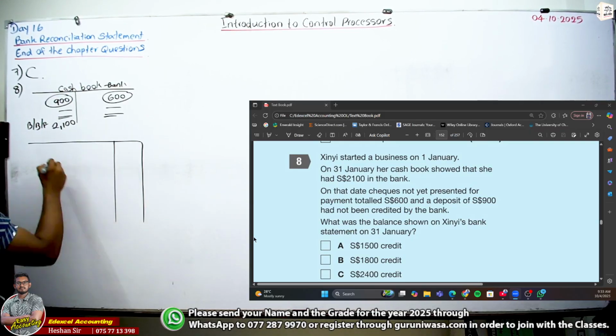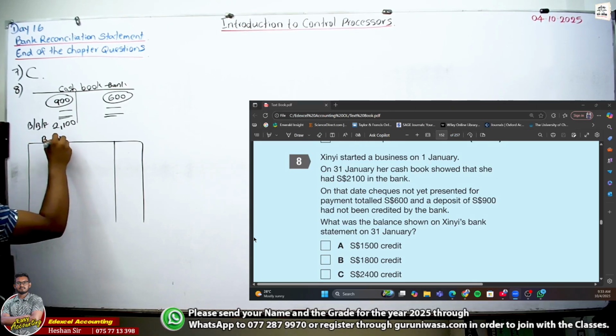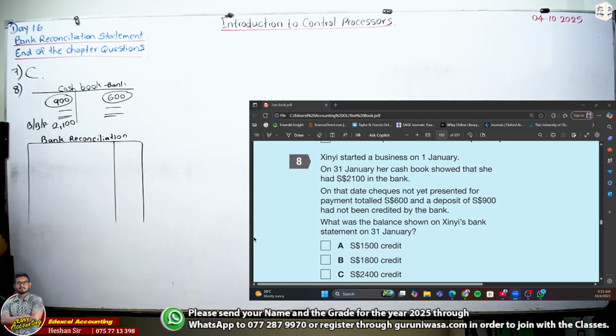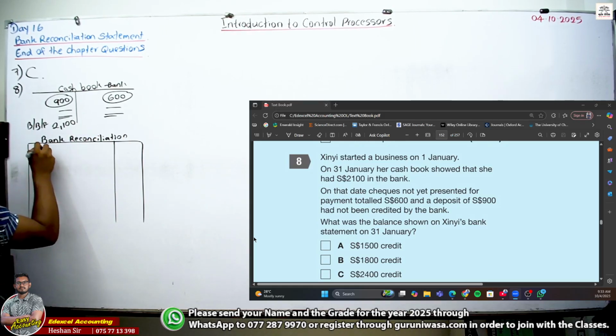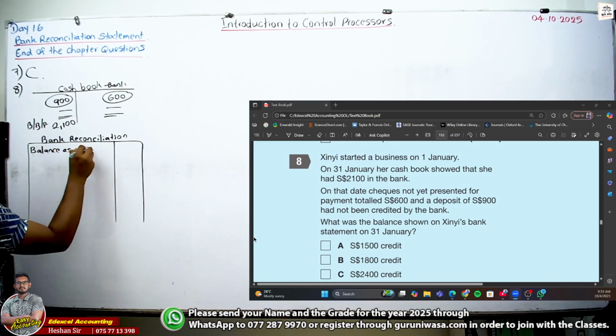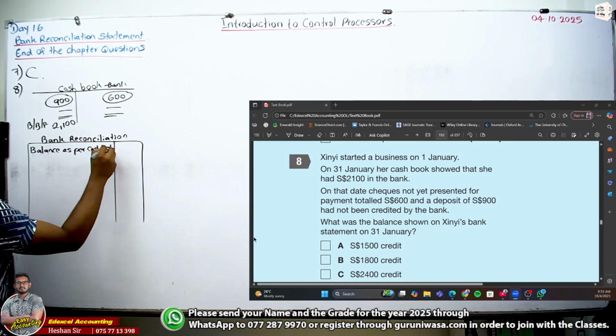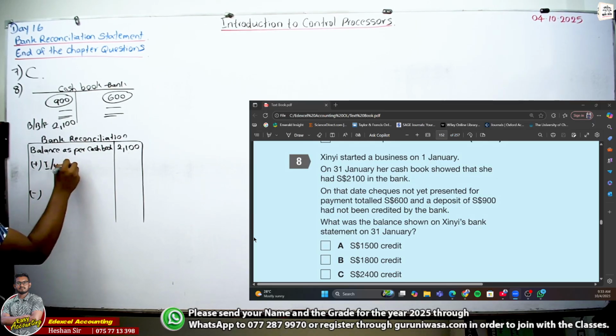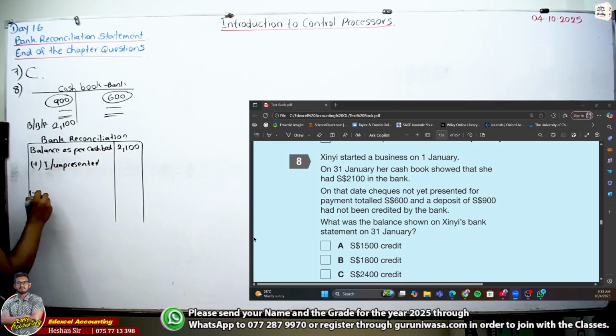When we prepare the bank reconciliation, we prepare the balance as per cash book. That is 2100. Debit means a favorable balance. I told you normally in here, plus means unpresented, issued but not presented. Minus means deposit, unrealized check.